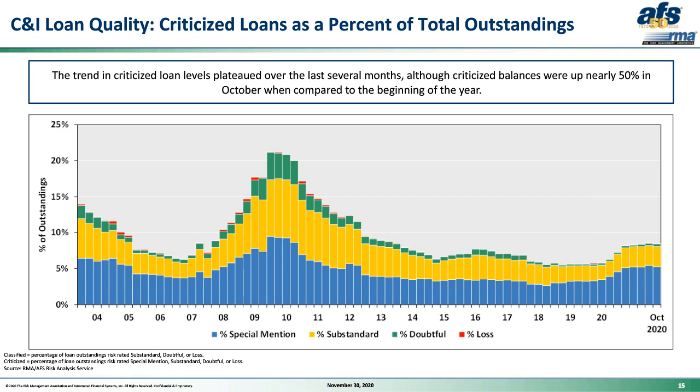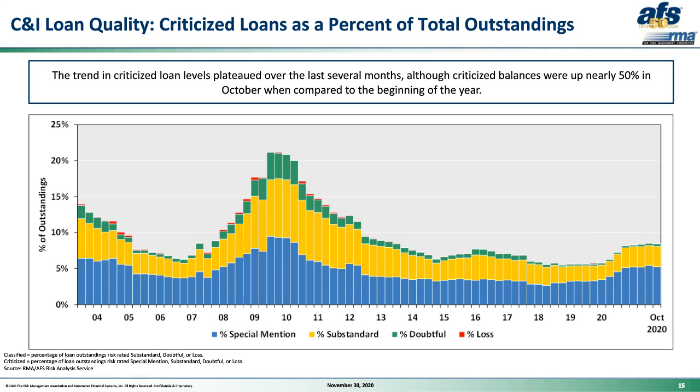And after peaking in 2009, we saw a long period of improvement, culminating in a service low of 5.56% criticized in June 2018. And as recently as March 2020, we were slightly above that. But we saw 100 basis point jumps in May and June, and currently sit at 8.5%, as banks have reacted to the uncertainty caused by business closures related to COVID-19.